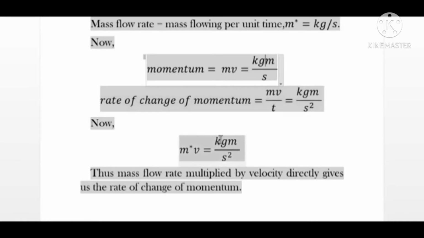Now if we consider the mass flow rate multiplied by velocity, that will give us the same units as the time rate of change of momentum, that is kg meter per second square. Thus, mass flow rate multiplied by velocity will directly give us the time rate of change of momentum, and we can simply equate it to the force, that is the net force.